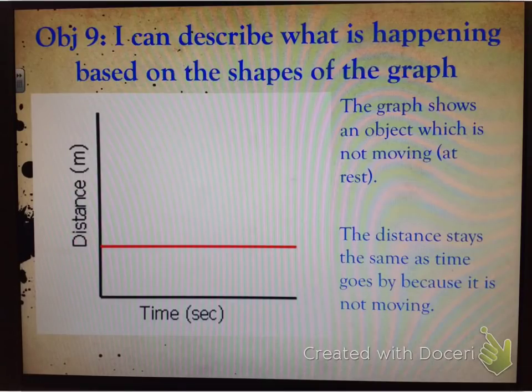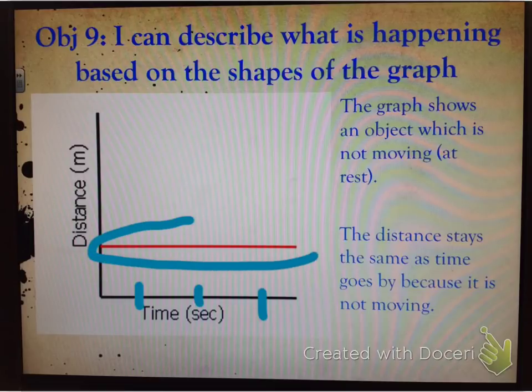Objective 9 is I can describe what's happening based on the shapes of the graph. So in this graph, this is a distance versus time graph. So it's saying as time goes on, what is the distance doing? Well, looking at the graph on your screen, this graph shows an object that's not moving. It's at rest. As the time progresses, if that's 1 second, 2 seconds, 3 seconds, that object has not changed its distance because it's stopped. It's not moving. It's not going a distance, okay? The distance is going to stay the same.